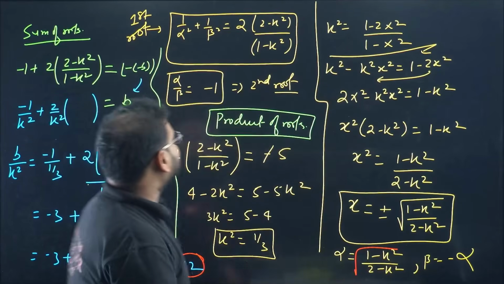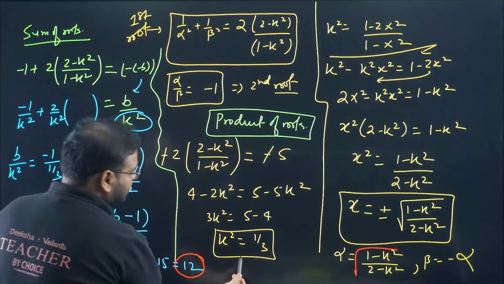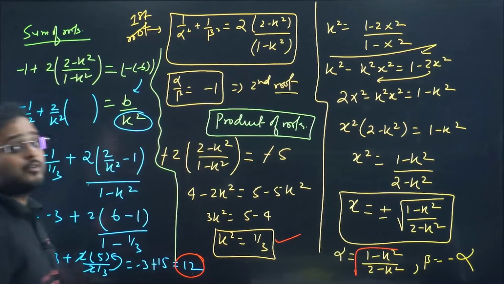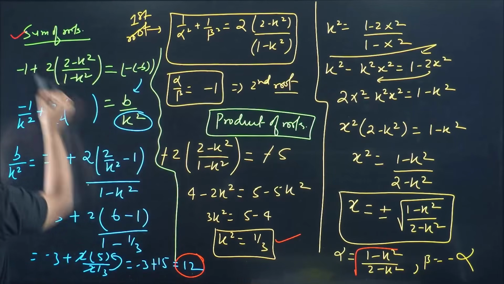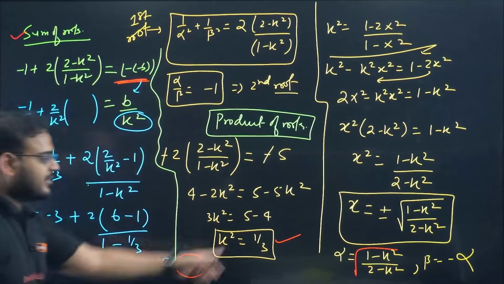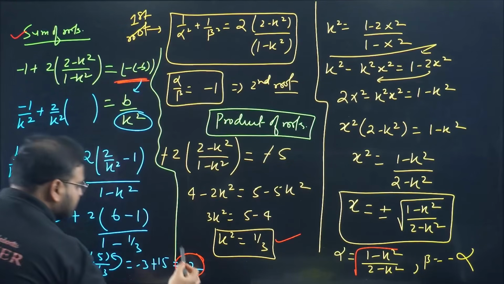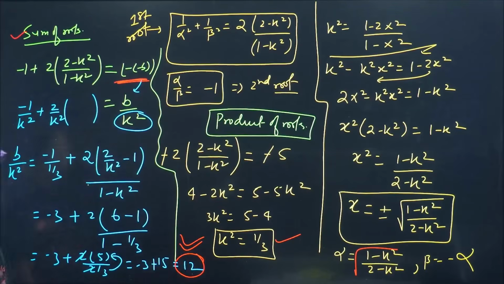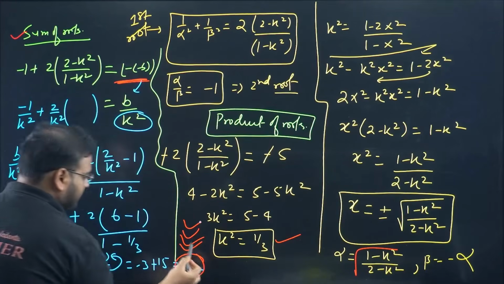And then I use the product of roots to get the value of k square from here. Then I use the sum of the roots. I got something in terms of b. From there I divide the b by k square, which is given as 1 by 3. Solve it to get the answer as 12. This is your final answer. Please check. This is your final answer.